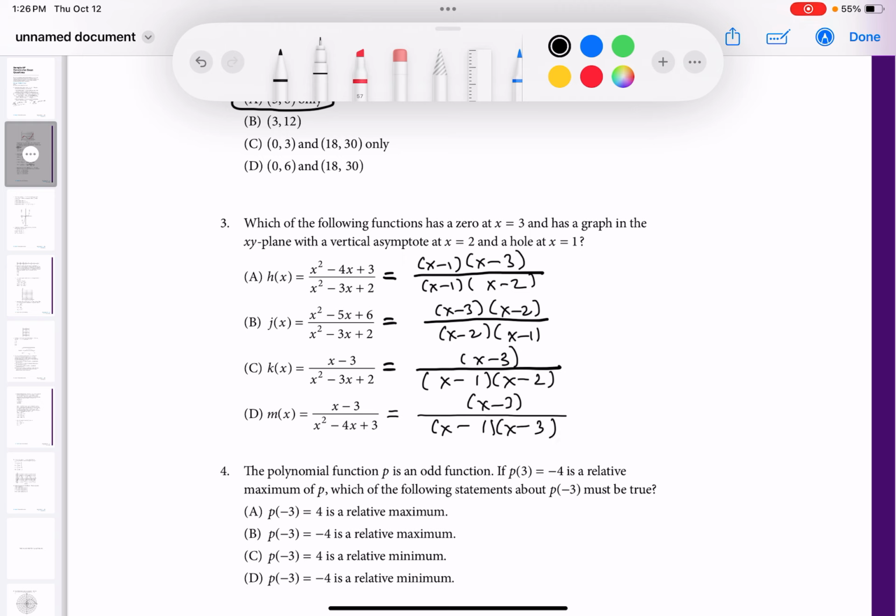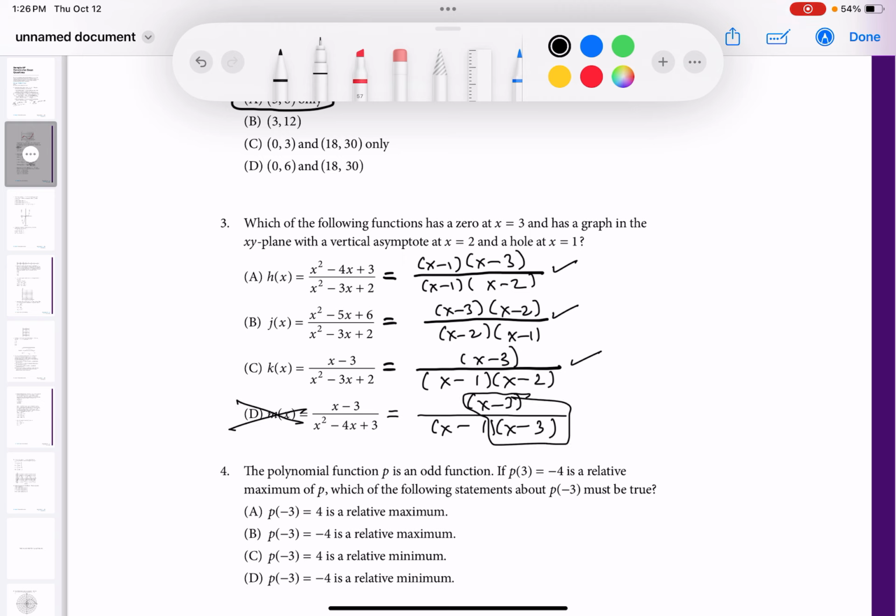So what does it say? Which of the following has a 0 at 3? So this one does. This one does. And that one does. This one doesn't. And the reason for that, there's a removable discontinuity here. So this is out of the question. All right, let's go to the next one.